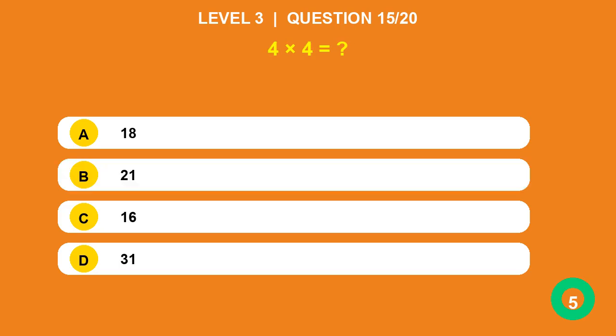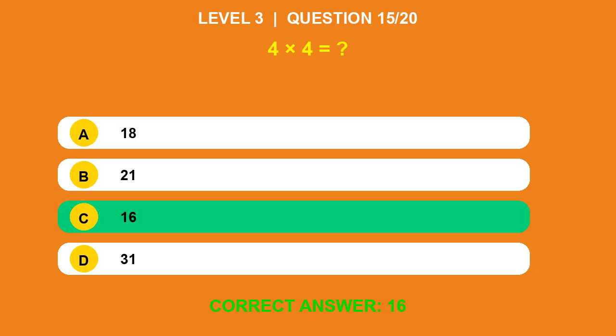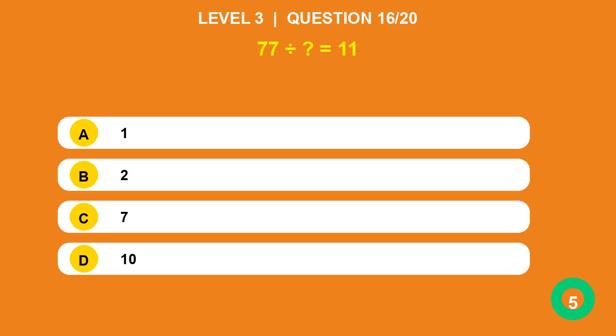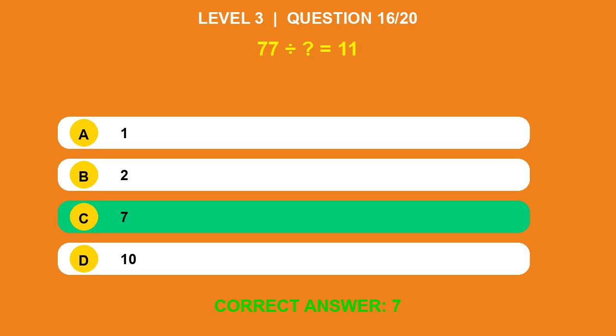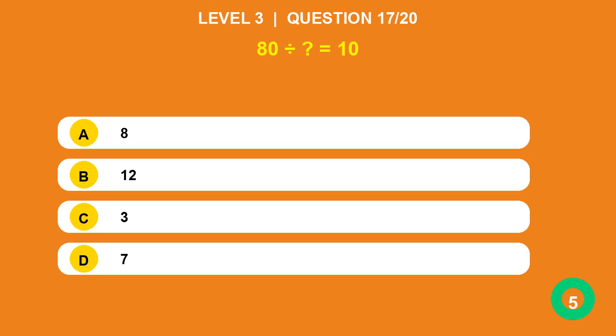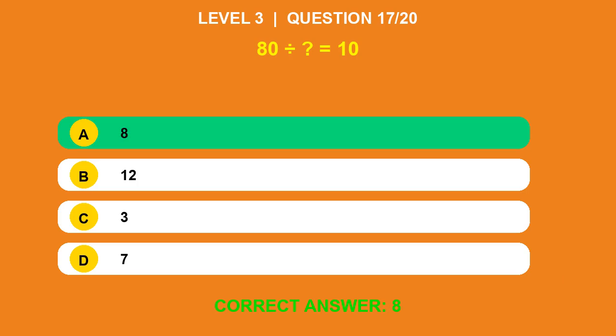4 times 4 equals? Answer is 16. 77 divided by what equals 11? Answer is 7. 80 divided by what equals 10? Answer is 8.